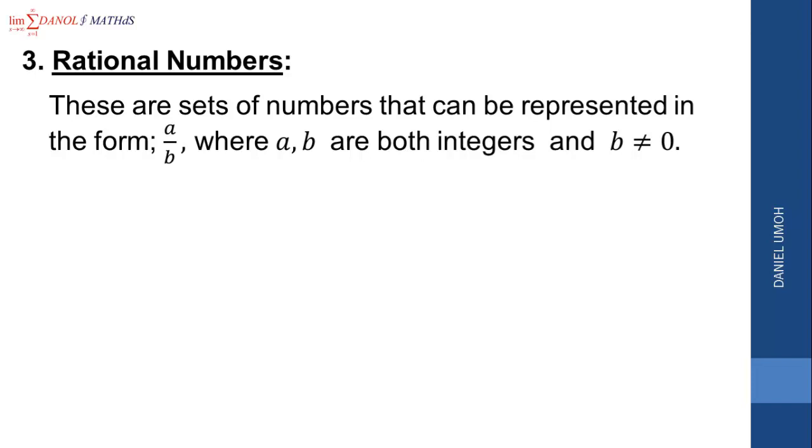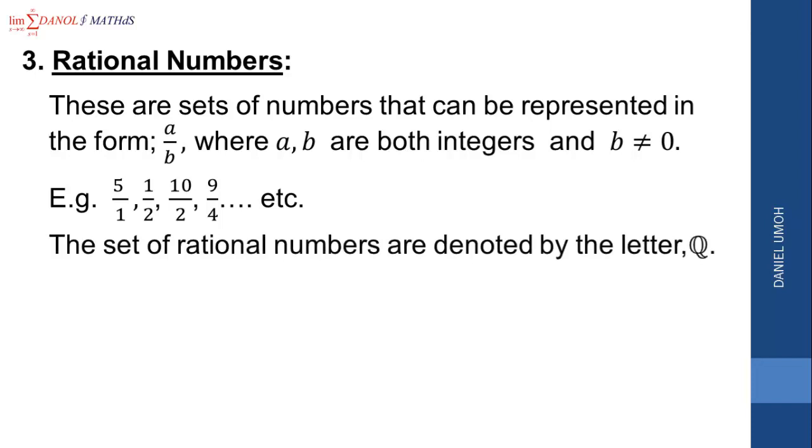Now, for this set of rational numbers, for example, we have 5 over 1, 1 over 2, 10 over 2, 9 over 4. These rational numbers are formed whenever two integers are divided by each other. The set of rational numbers is denoted by the letter Q. That's the symbol we use in denoting rational numbers.